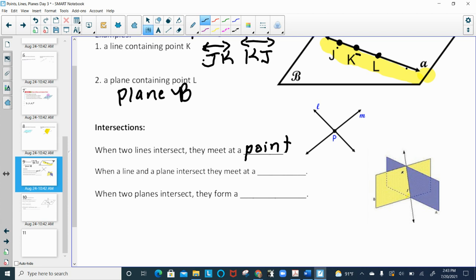Now, this is just another reminder. When a line and a plane intersect, they meet at a line segment or a line.